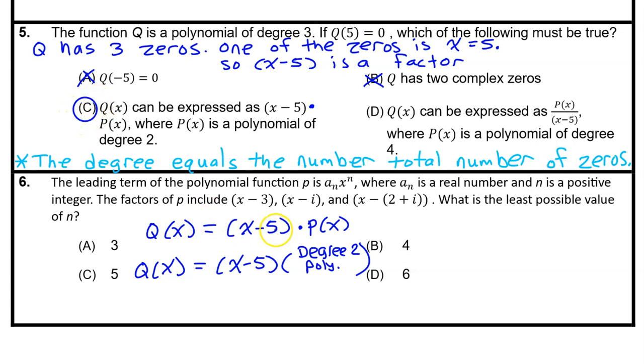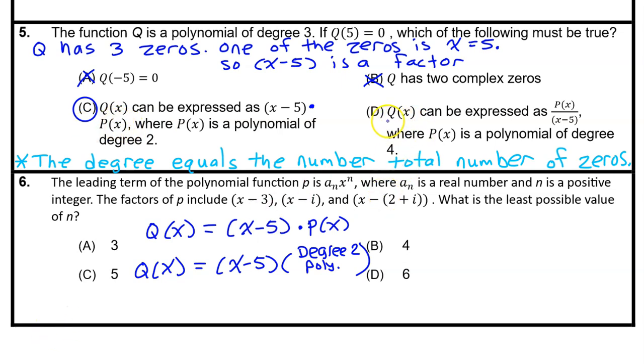Let's talk about it for one more second. We already said that x minus 5 was going to be a factor. So there you go. And if x minus 5 is a factor, and the overall degree of the polynomial has to be degree 3, well, if you multiply x minus 5 times any degree 2 polynomial, you're going to get degree 3. So that's true.